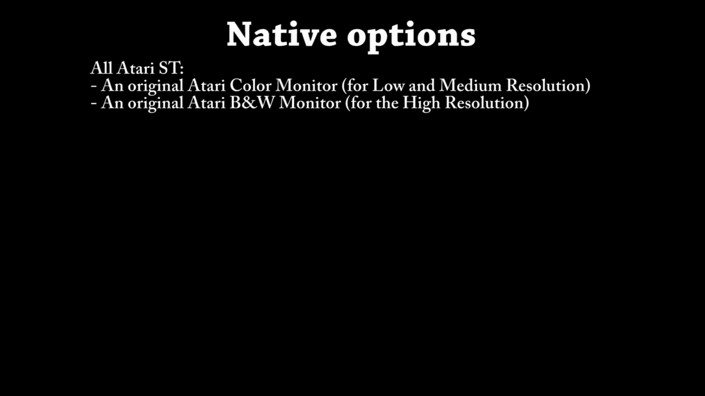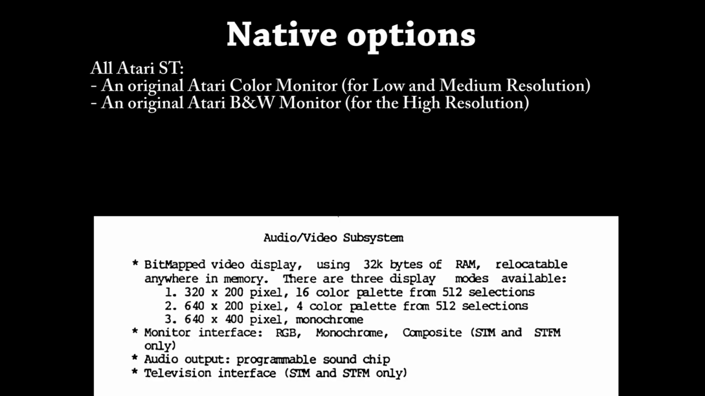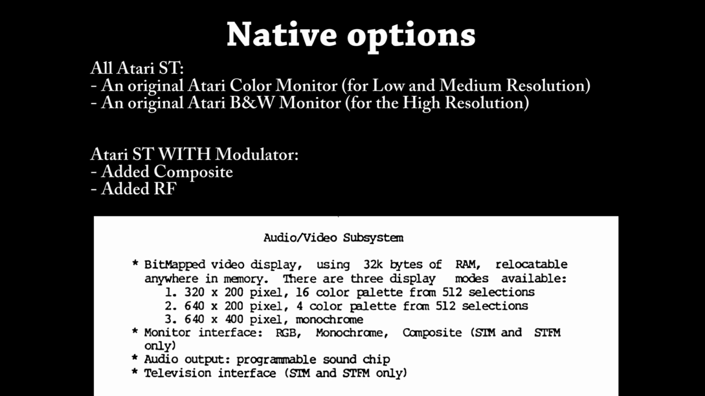The native options available are, for all Atari ST, an original Atari color monitor for low and medium resolution, the low resolution being 320x200 with 16 colors, and the medium resolution of 640x200 with 4 colors, both available at 50 and 60 Hz. The second native option is an original Atari black and white monitor for the high resolution, which is 640x400 at 70 Hz. Also, the European market had a SCART cable adapter. Now, for the Atari with a modulator, we're seeing an added composite signal and an added RF signal. As you can see, we're nowhere close to having modern video standards here.